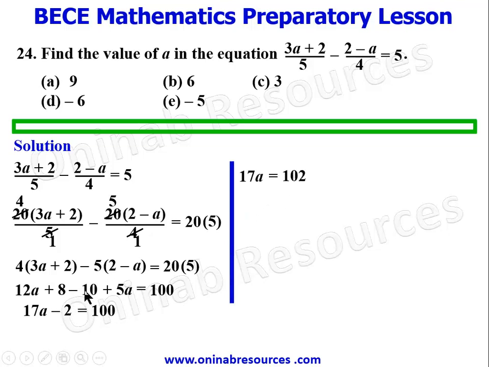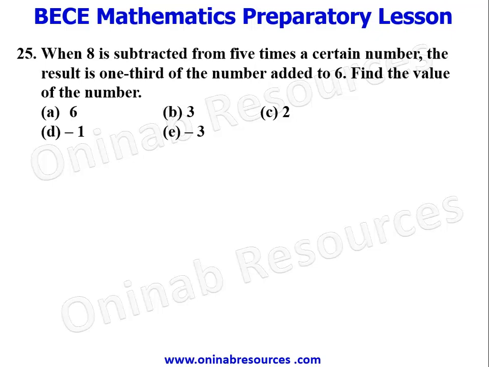If you take this negative 2 to the right hand side, it becomes positive. 100 plus 2 gives 102. Dividing both sides by 17, a is equal to 6. 6 times 7 is 42. 6 times 1, 6 plus 4, 10. 102. a is equal to 6, and that is option B. So we are done with problem 24. We go to problem 25.